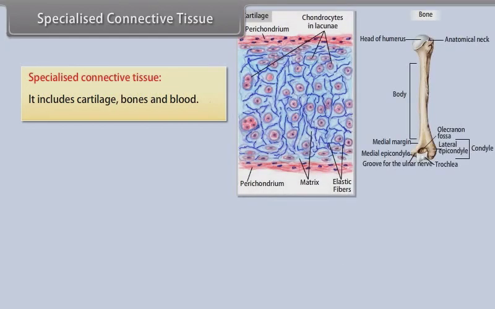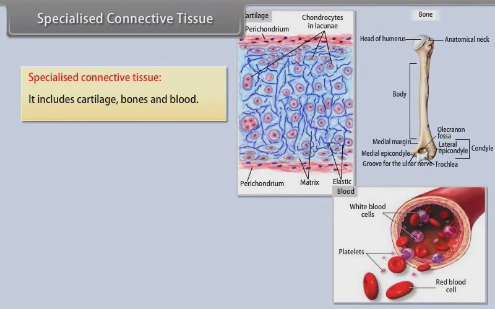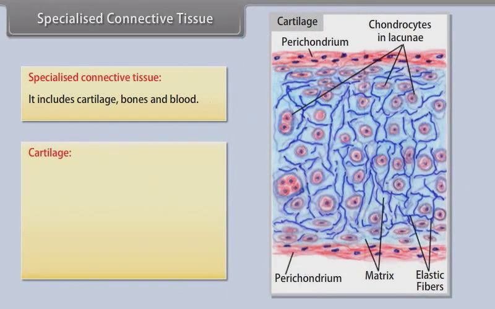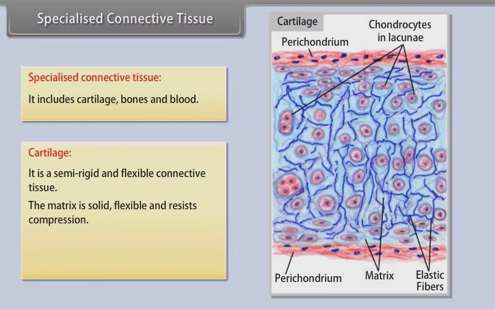Specialized connective tissue. It includes cartilage, bones, and blood. Cartilage. It is a semi-rigid and flexible connective tissue. The matrix is solid, flexible, and resists compression.